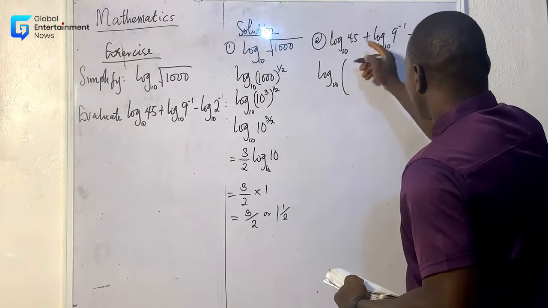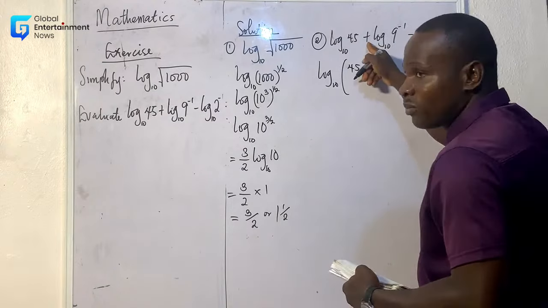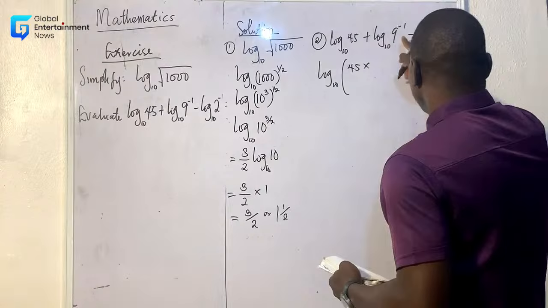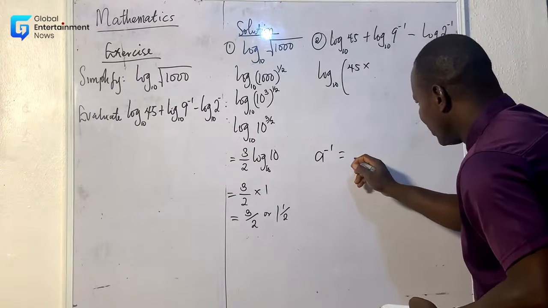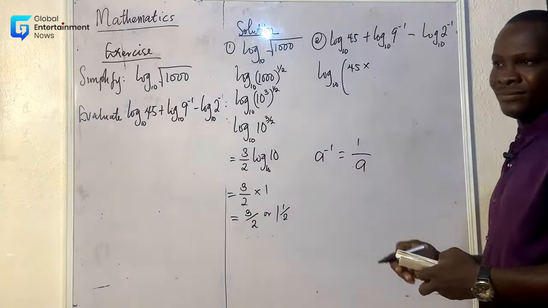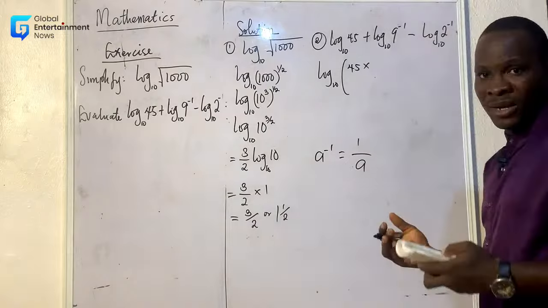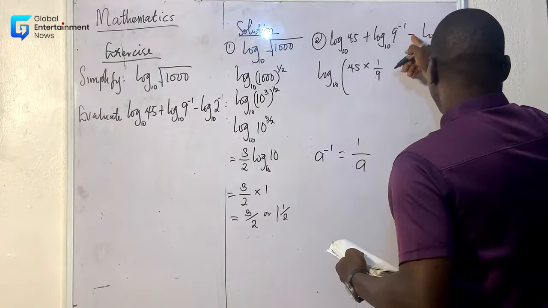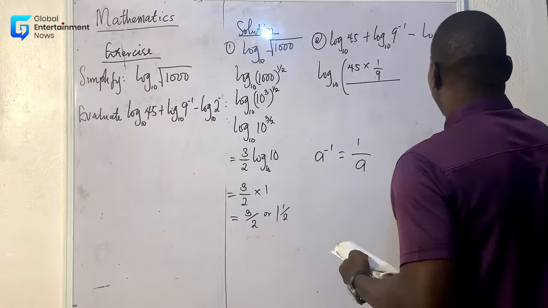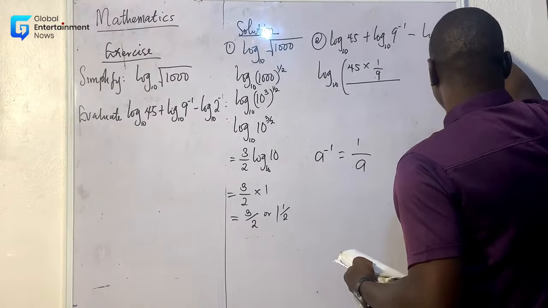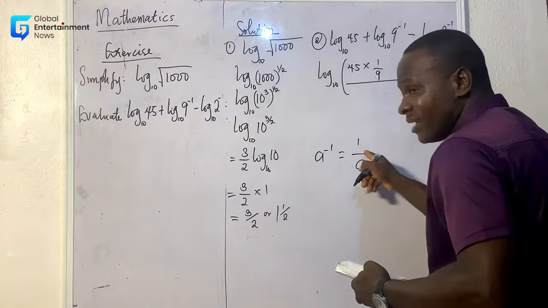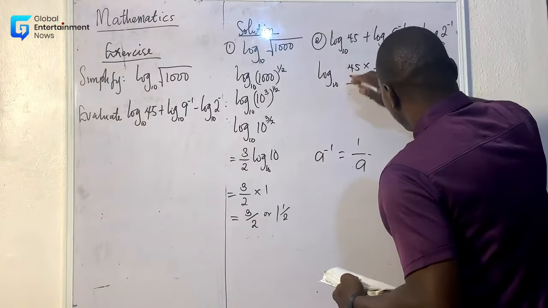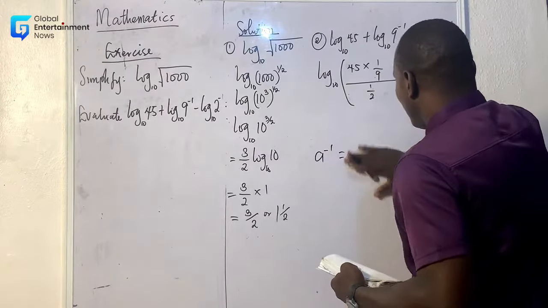What do we have here? That is 45 plus, so we need to change it to times. What is this, everybody? A raised to power minus 1 means 1 all over a. The same thing is applicable to this. So we are going to have 1 all over 9. Minus means everything all over. And 2 raised to power minus 1 is the same procedure: 1 all over 2.